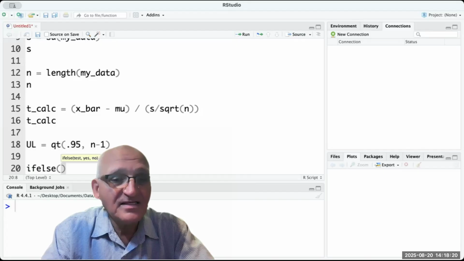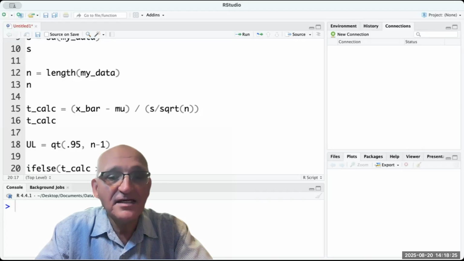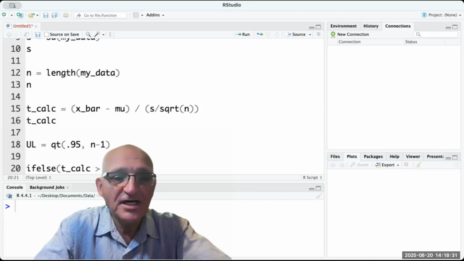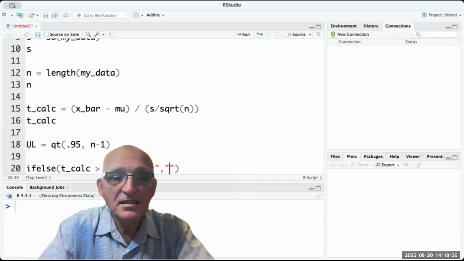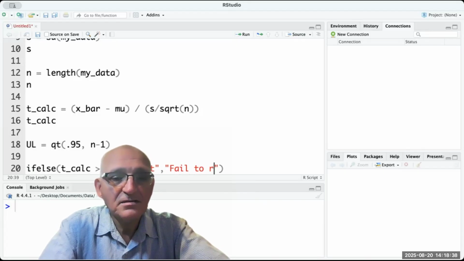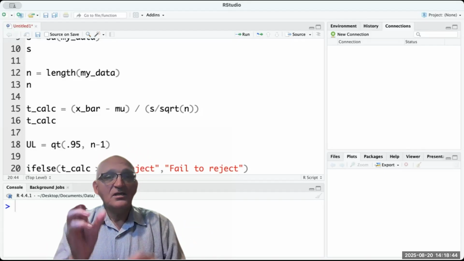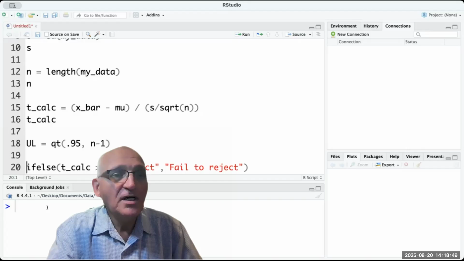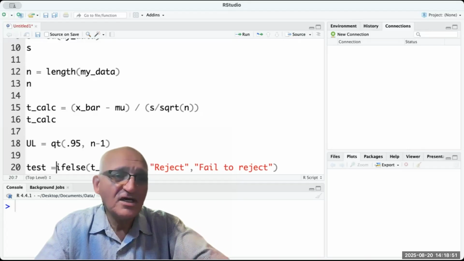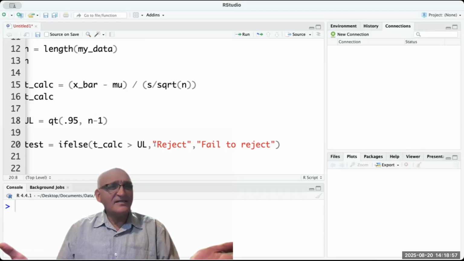So you can say ifelse t-calc is greater than ul, what do you want me to enter? Reject. Else, fail to reject. So I can store that text, and then I'm going to call that test, for example. Okay, I could call it whatever. And now I finished the work. See, it wasn't that bad.